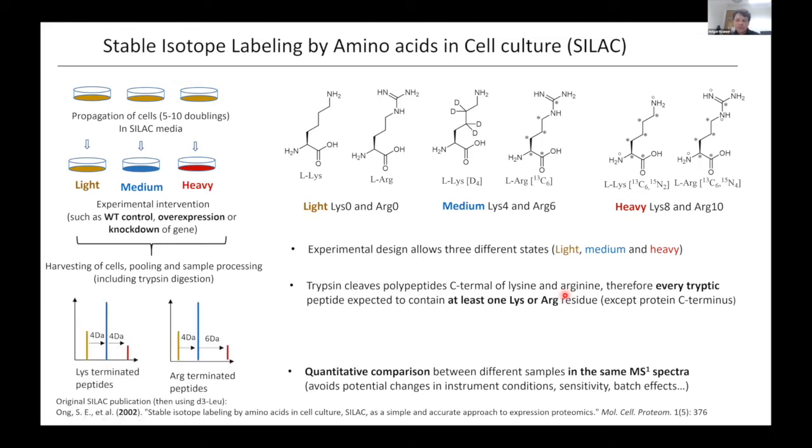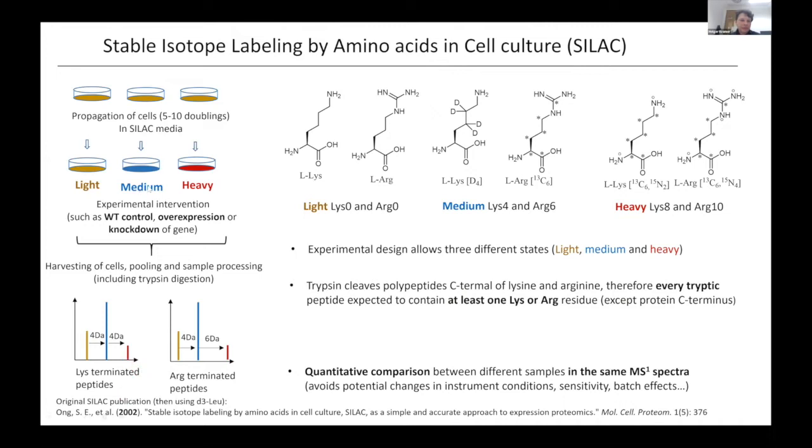And now there's one particular advantage of using lysine and arginine in this setup, which is that trypsin is a protease which cuts C-terminal to lysine and arginine. So we expect that every tryptic peptide should contain at least 1 lysine or 1 arginine residue, with the exception of the very protein C-terminus.